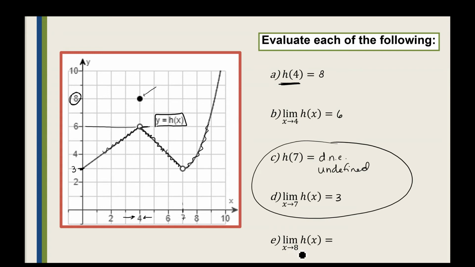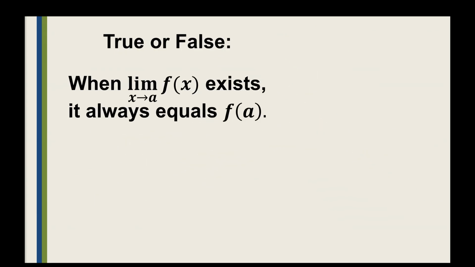And then we're asked to find the limit as x approaches 8 of h of x. And so as x gets really close to 8 from the left, the function is getting really close to 4. And as x approaches 8 from the right, your function values are getting really close to 4. So the limit as x approaches 8 of h of x is equal to 4. And you'll notice from this graph that h of 8 is actually equal to 4. So in this case, the limit as x approaches 8 of h of x is actually equal to the function value at that point.